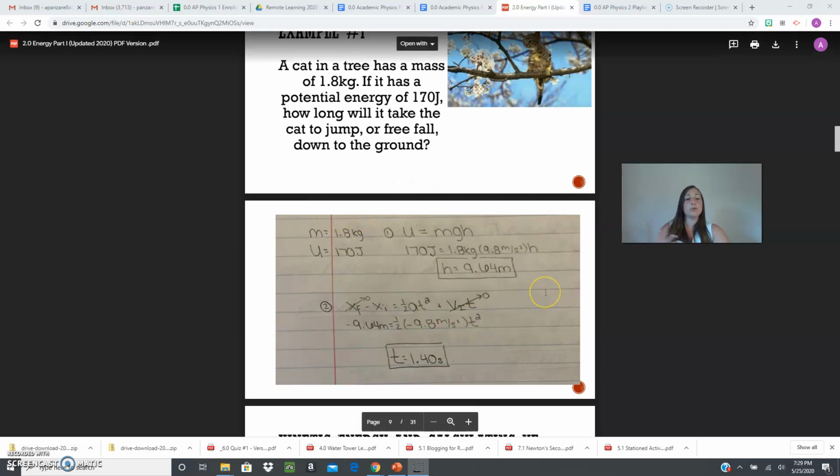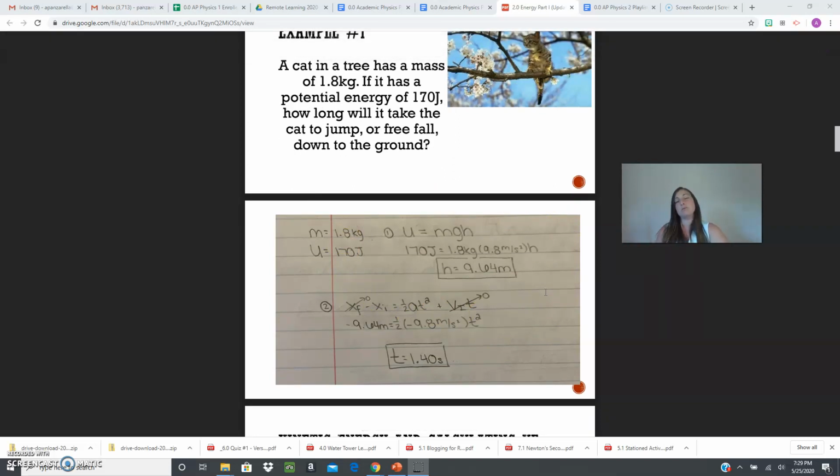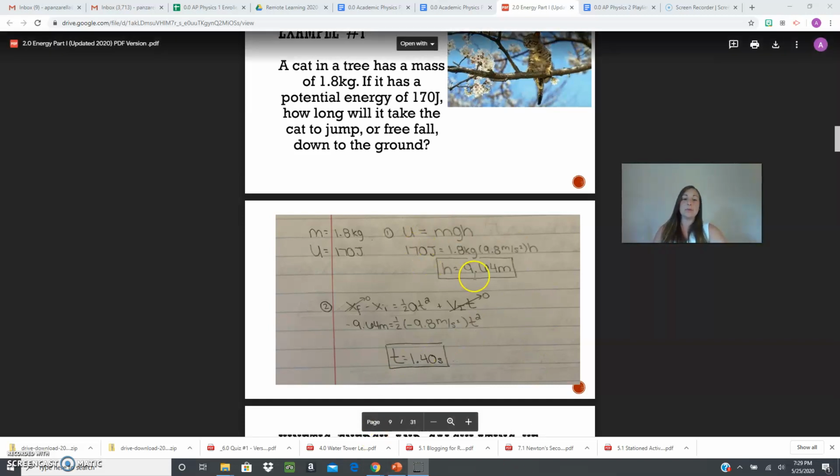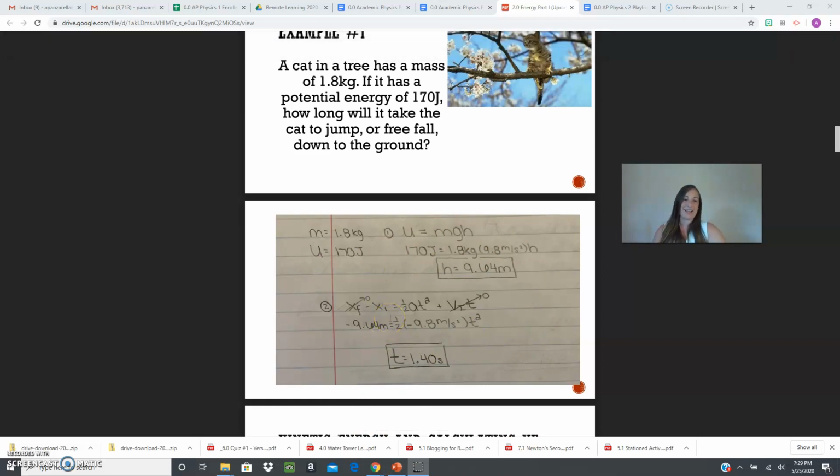We know that U is equal to mgh. Well, we know U, we know m, we know g. We can solve for h. But what is h going to give us? Well, the height that the cat is going to start at is also the cat's initial position. So that height that we solve for becomes x_i, and using kinematics will allow us to solve for time.